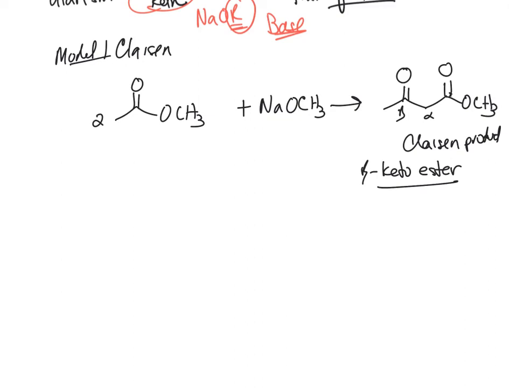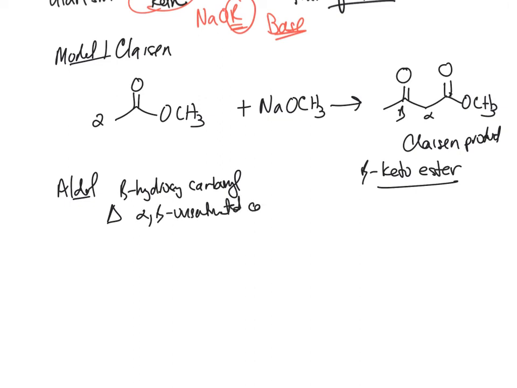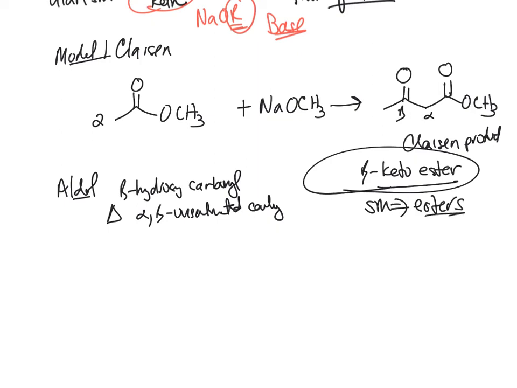Before, with the aldol, you got a beta hydroxy carbonyl. I say carbonyl because it could be a lot of different things, or you add heat and you get an alpha beta unsaturated carbonyl. But for a Claisen, where your starting material is esters, you have to get a beta keto. It's the only way to get the keto. This is your keto.